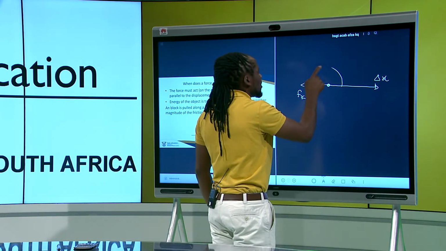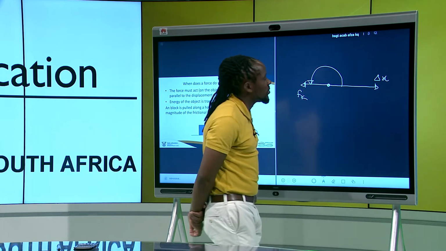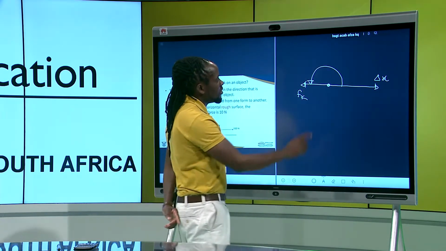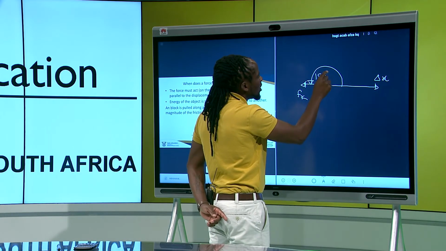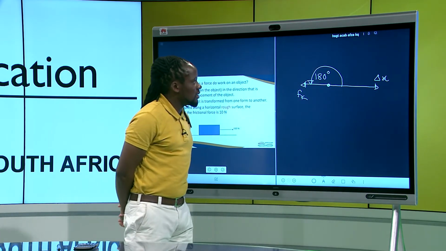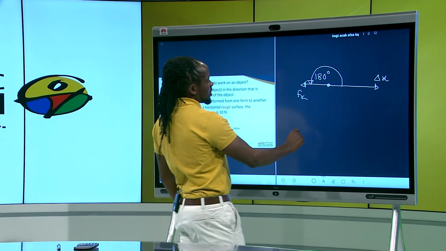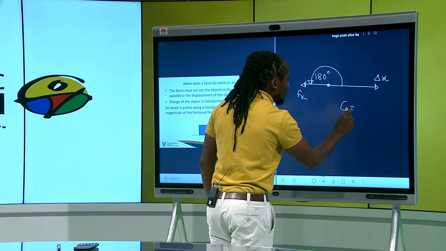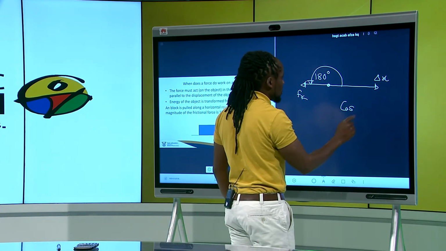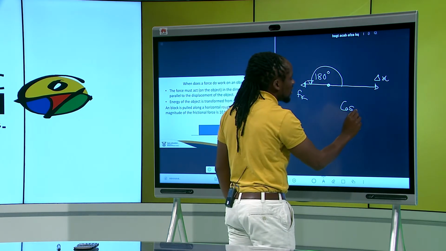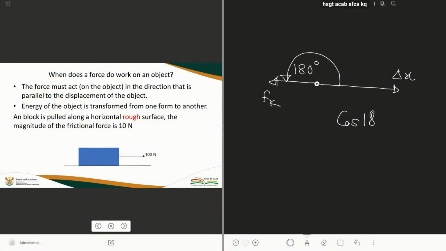Now, grade 9 mathematics: angles at a point on a straight line are supplementary. It means the angle between these two is actually 180 degrees. So essentially, what we are saying is that the cosine of the angle between these two vectors, the displacement as well as the kinetic friction, the cosine of 180 degrees, if you go to your calculator, it will give you -1. What does this say to us? It says, yes, indeed, the kinetic frictional force does work in the opposite direction of displacement.